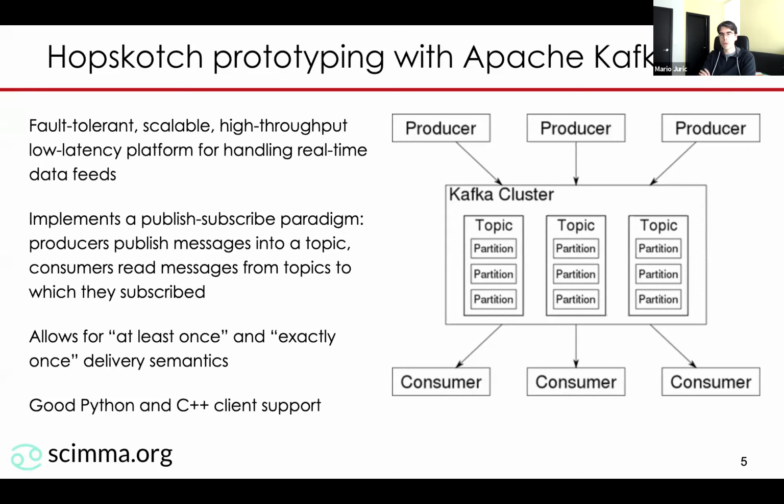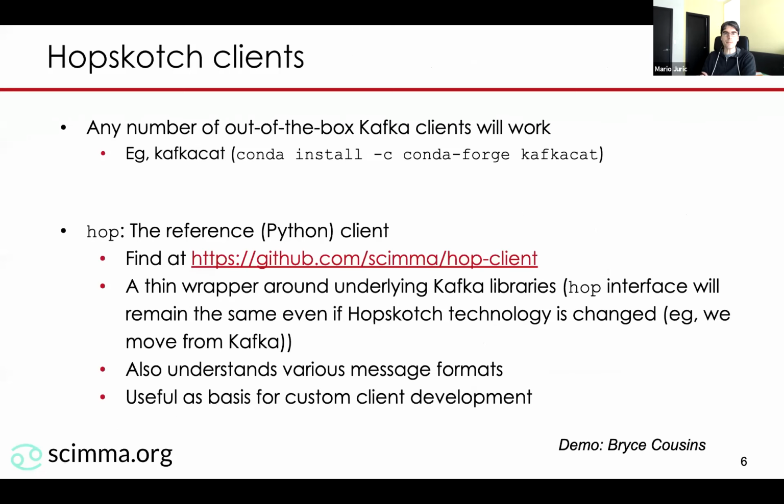So messages could be alerts to MMA events. They could also be notices about where a certain telescope is pointing or where it plans to point. The important thing for us is that Kafka allows both at least once and exactly once delivery semantics. So it will guarantee that you will receive a message at least once, and depending on how you deploy it, it can also guarantee exactly once semantics. And it has good Python and C++ client support, and we mainly rely on the Python support for SciMMA.